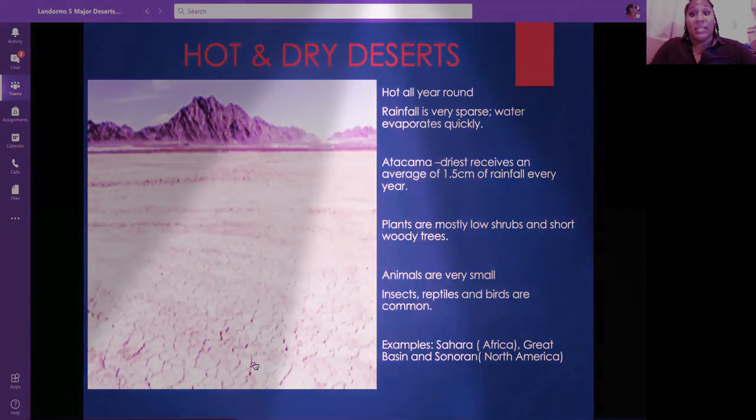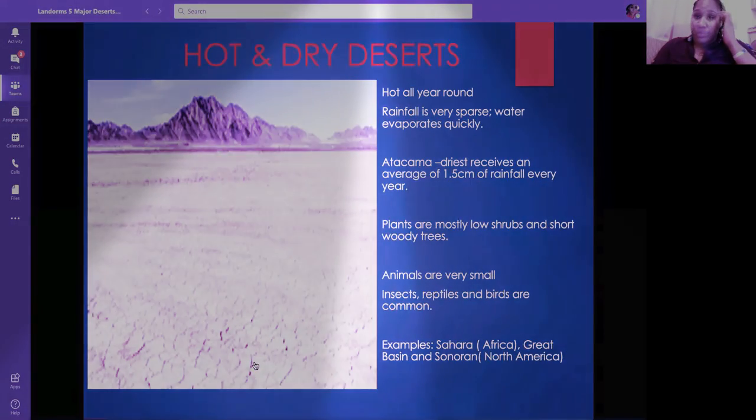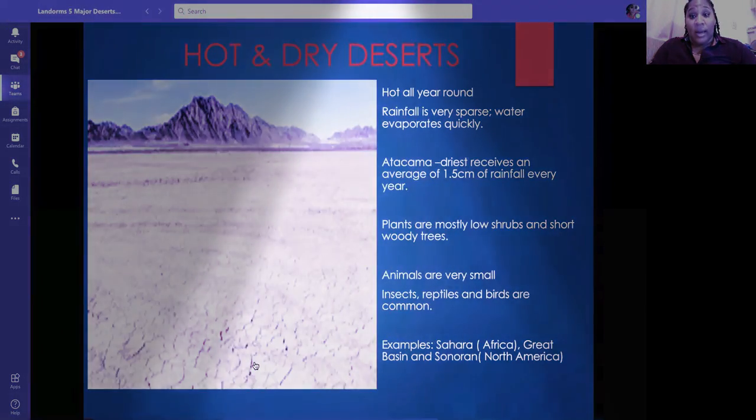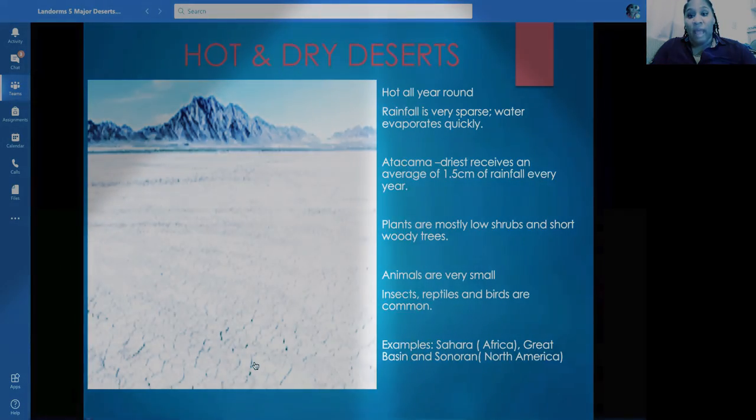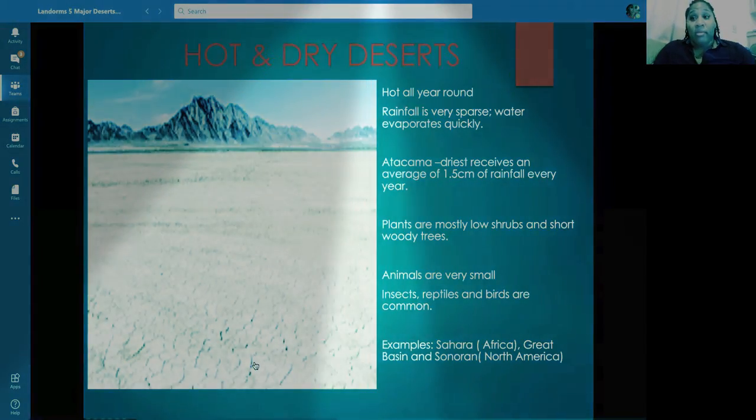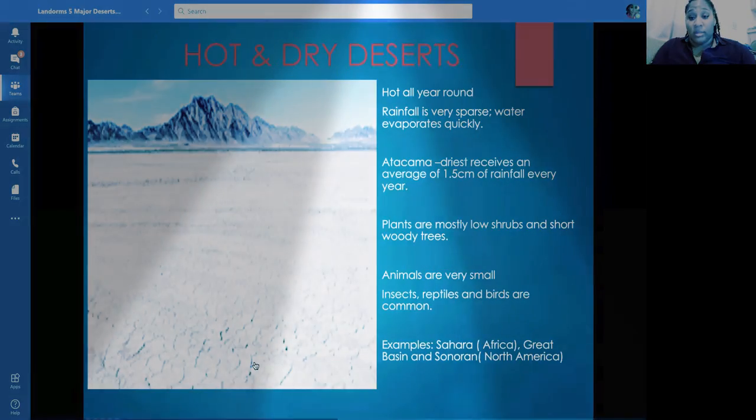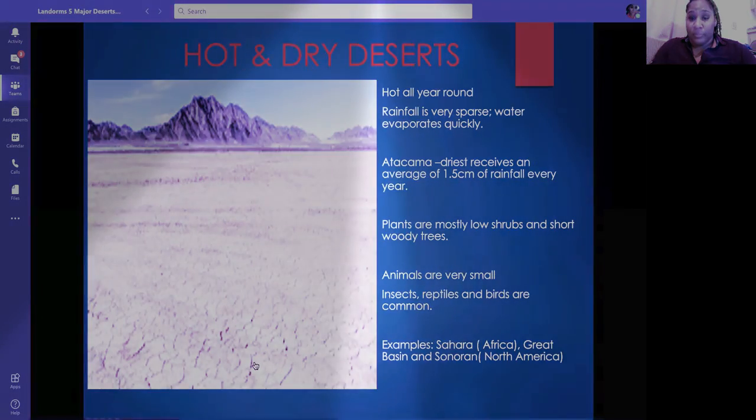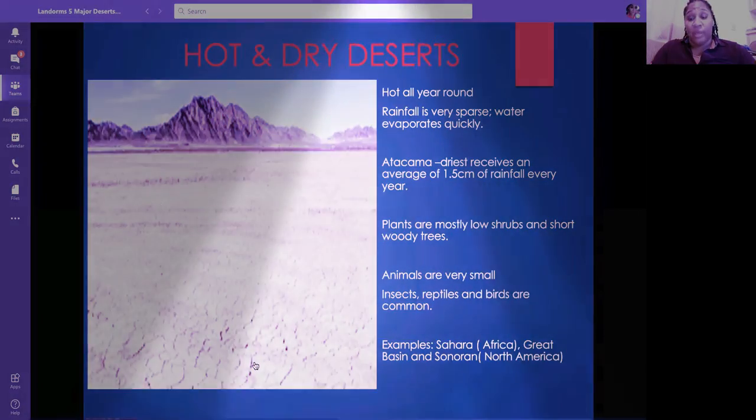Hot and dry desert. Hot all year round. Rainfall is very sparse. Water evaporates quickly. Atacama is the driest. It receives an average of 1.5 inches of rainfall every year. Plants are mostly low shrubs and short woody trees. Animals are very small. Insects, reptiles, and birds are common. Examples are the Sahara Desert, the Great Basin, and the Sonoran. The Great Basin and Sonoran are found in North America, and the Sahara is found in Africa.